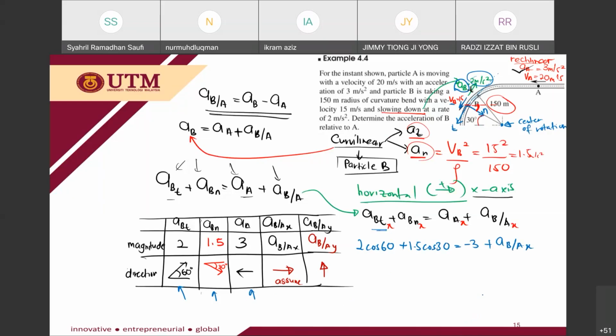So acceleration B relative to A along x is equal to 5.3 meter per second squared. So you obtain a positive magnitude, meaning that the assumption that you made here is correct. So it's actually to the right.